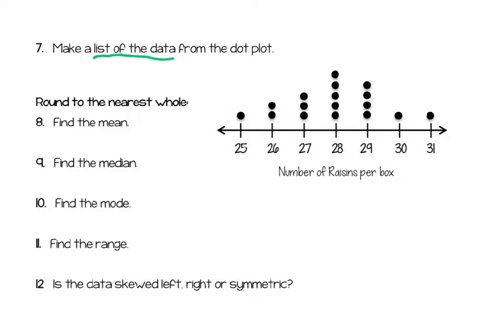So when you're told to make a list from the data, you're going to start with 25, and then we're going to say 26, and we're going to say that twice, because there's 2 dots for that, and then we'll say 27 3 times. So you need to be able to read a dot plot so that you can make a list of data. So I'm just going to put continuing.